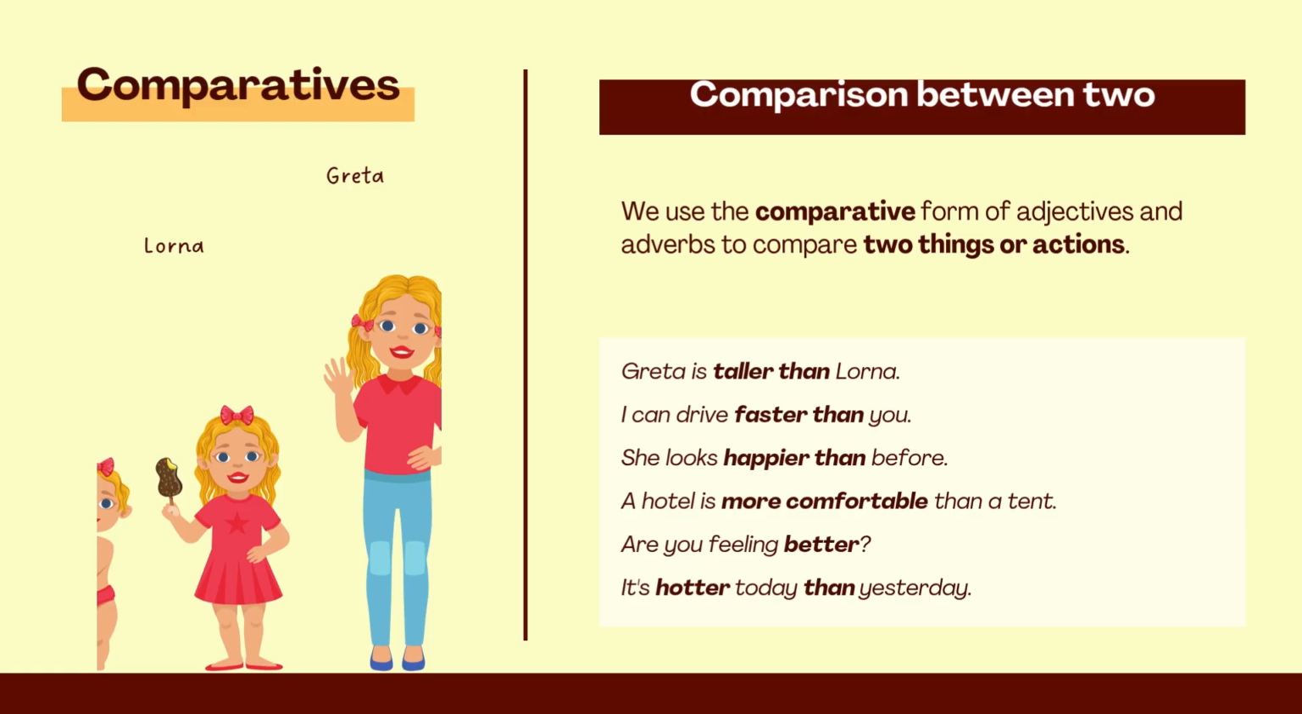First, let's talk about comparatives. We use comparatives to compare two things or actions. For example, a hotel is more comfortable than a tent. Are you feeling better today? It's hotter today than yesterday. Comparatives help us show changes or differences between two items.